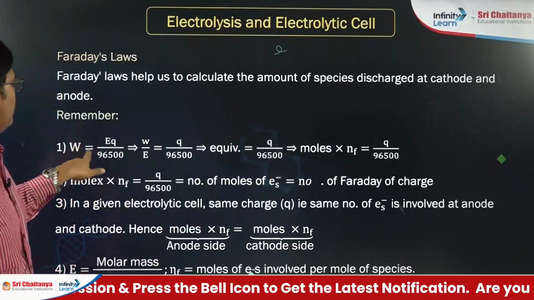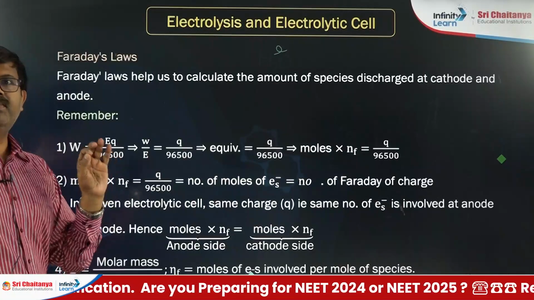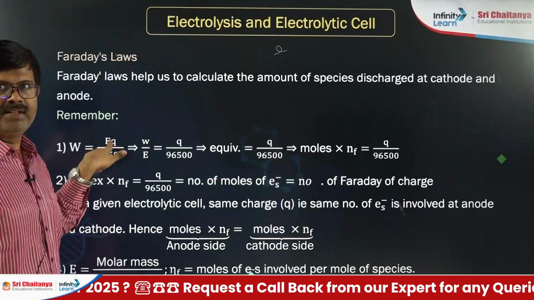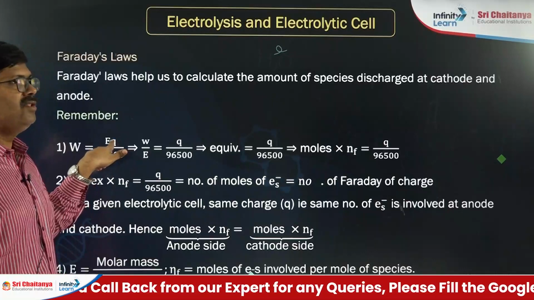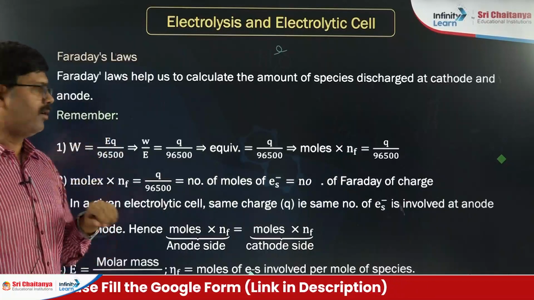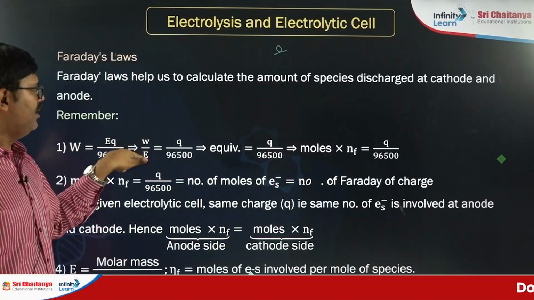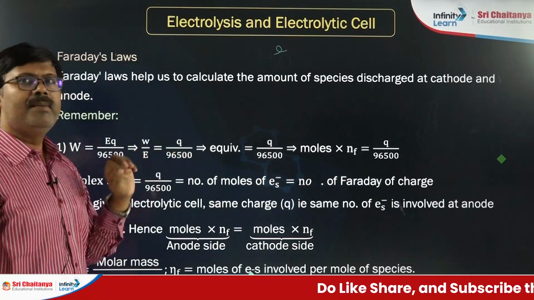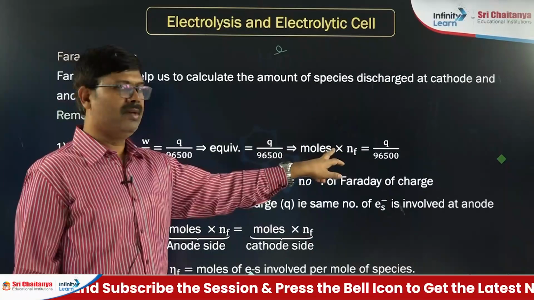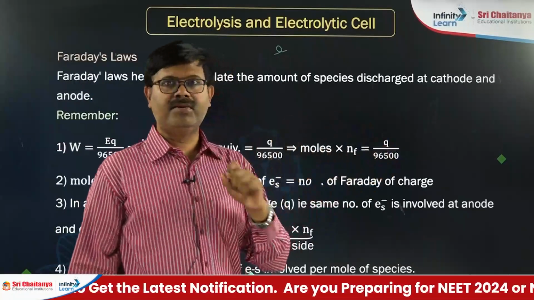Now, what are the formulas in this? W means weight. This W is the mass of the substance deposited at the electrodes, equal to E, where E means equivalent weight of that substance, into Q, where Q means charge, divided by 96,500. That is the charge of 1 mole of electrons. When you bring this E to the left side, W by E is equal to Q by 96,500. W by E can be written as equivalents, or moles into N factor. So remember this formula: moles into N factor is equal to Q by 96,500.